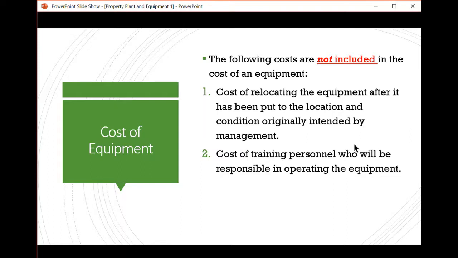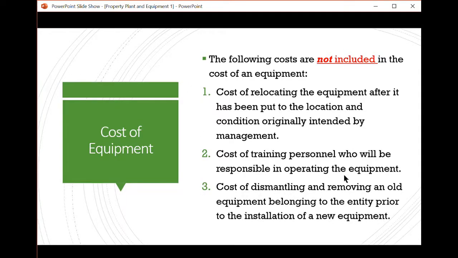Then cost of training personnel who will be responsible in operating the equipment, it's not part of the cost of equipment. Pero katong ganiha, tong installation, apil to sa cost of equipment. Pero para magamit ang equipment, it's already operational and then mag-hire ka og mo or mag-train kag person para mogamit ana, wala na ilabot sa cost of equipment because the equipment is already in its present condition and location. So this is no longer part of the cost of the equipment. It will be treated as an expense for the entity para sa training costs.